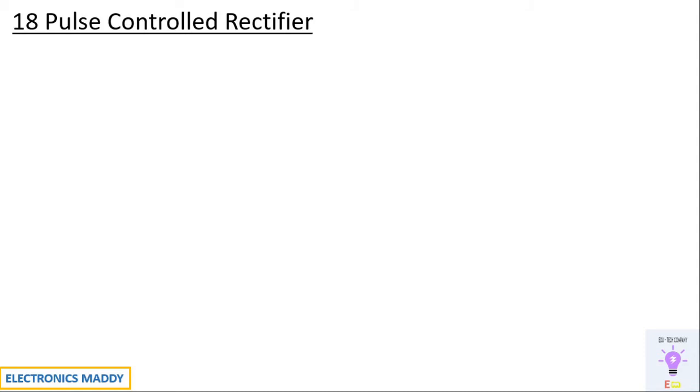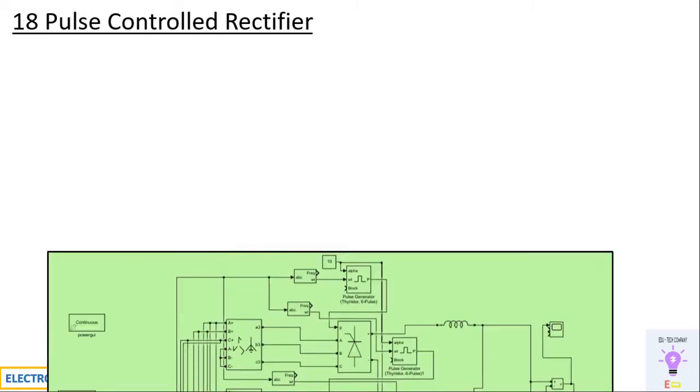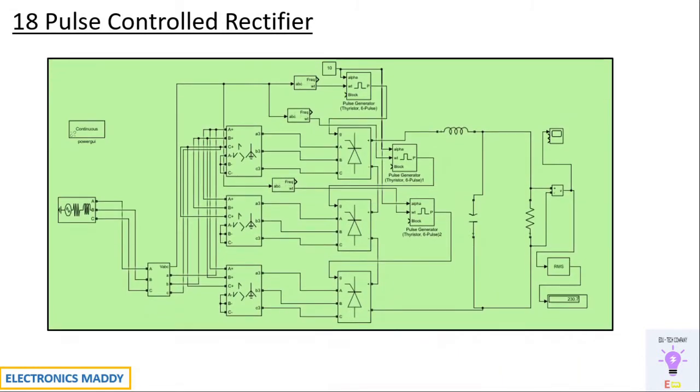In this video, we're going to see the simulation of an 18 pulse control rectifier in Matlab. This is the circuit diagram of an 18 pulse control rectifier. It can be built by having a combination of three 6 pulse control rectifiers, that is three thyristor bridges, 6 pulse thyristor bridges, in this particular fashion.